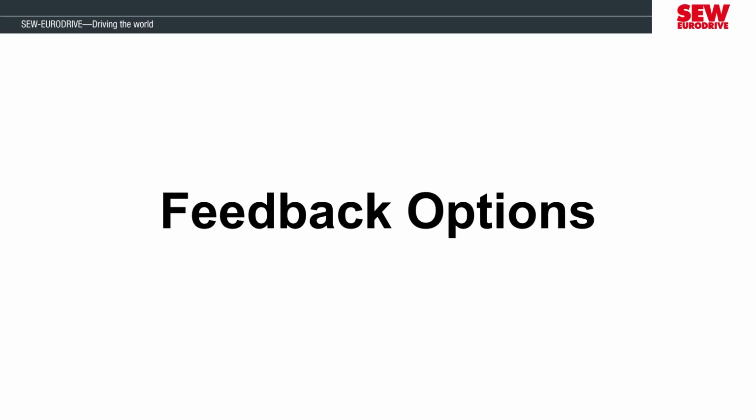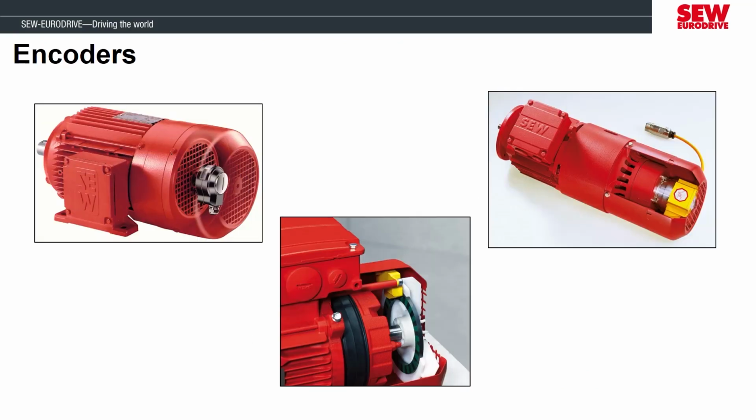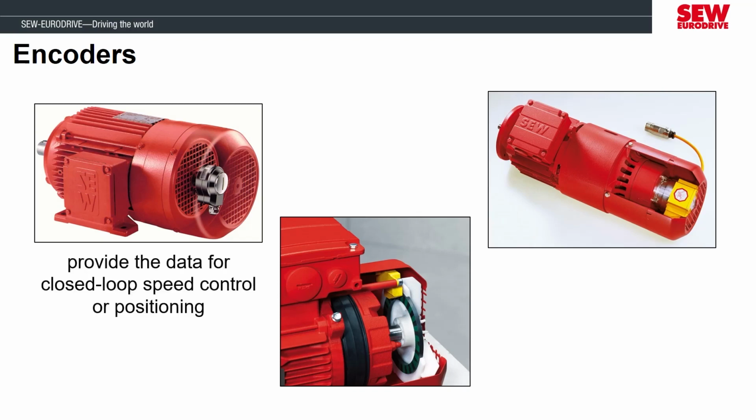Now let's talk about some feedback options the MOVIDRIVE has so it can do closed loop control. We'll start with encoders. The word encoders is sometimes used as a broad term to indicate a position feedback device, but there are many different versions of encoders, and how they operate can vary widely. The purpose of encoders is to provide the data needed for speed control or a motor's position.